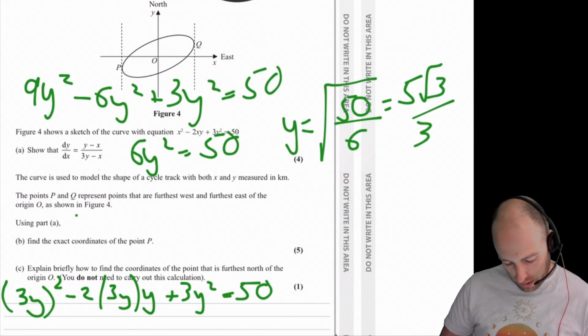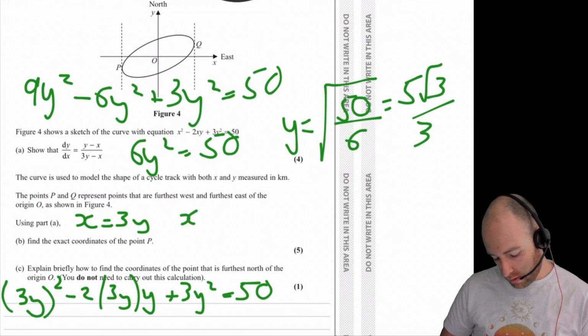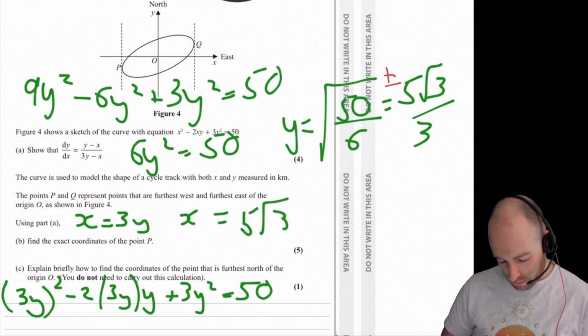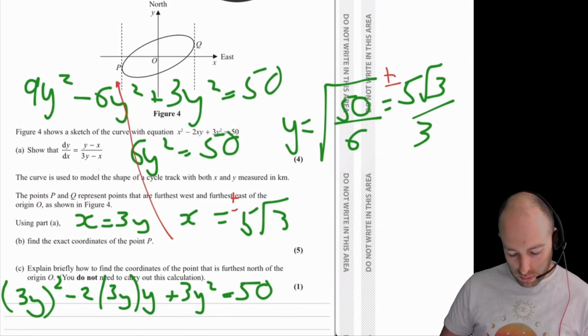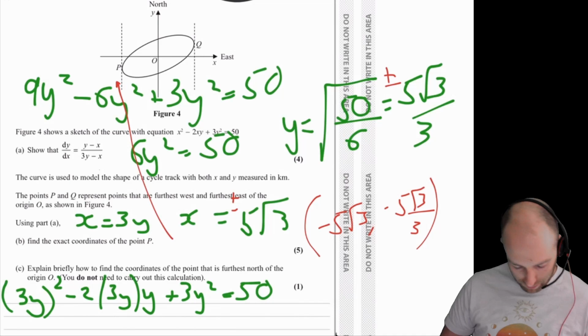And we know x equals 3y from earlier, so to find x we just times that by 3. So x equals 5 root 3. And they should both be plus or minus. Obviously here we've got a negative x coordinate and negative y, so we get minus 5 root 3, minus 5 root 3 over 3 as our coordinates.